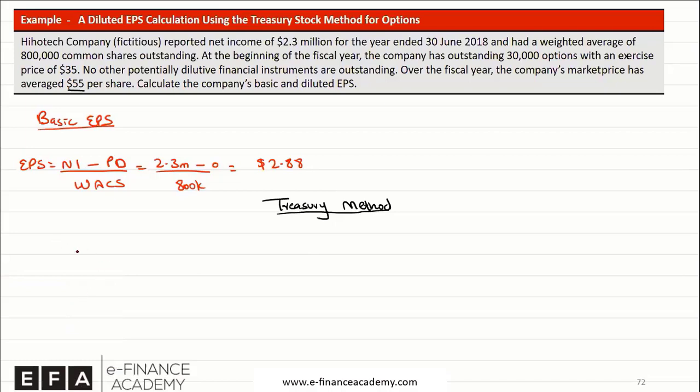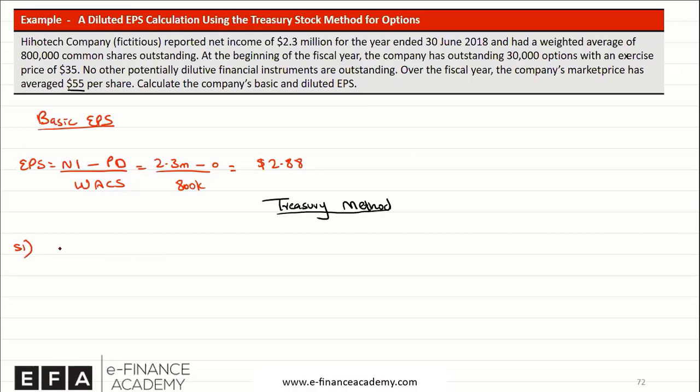Okay, so the first step is, the company has 30,000 options, as you can see here, and we are assuming that each option will give you one share. So whenever you exercise each option, you actually get one share.